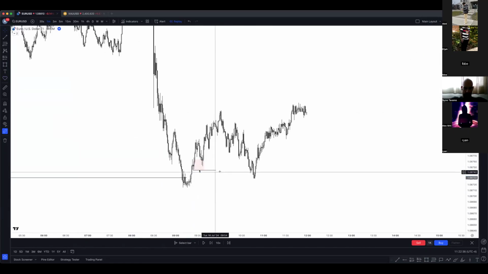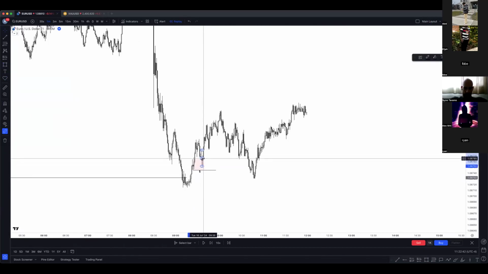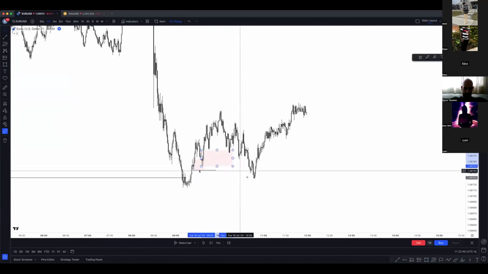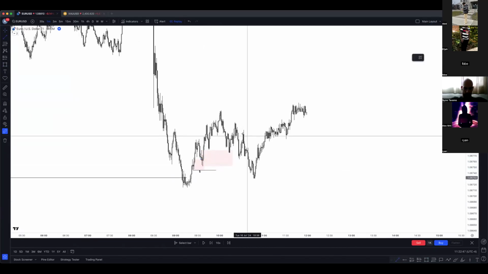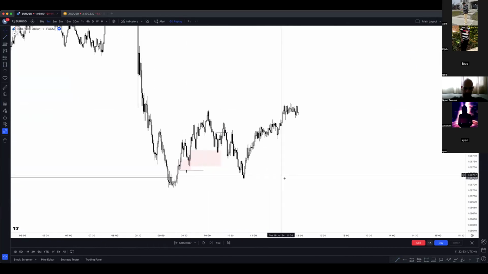You got liquidity sitting below, and then finally comes into this area again. And then look at this. Okay, you got your little minor BOS, inducing more buyers, trapping the buyers, and finally coming for this liquidity right here.